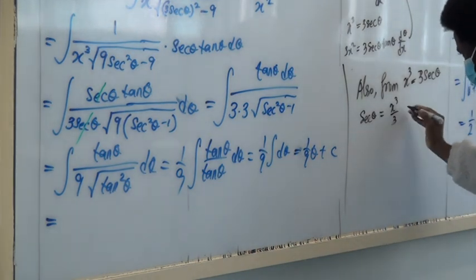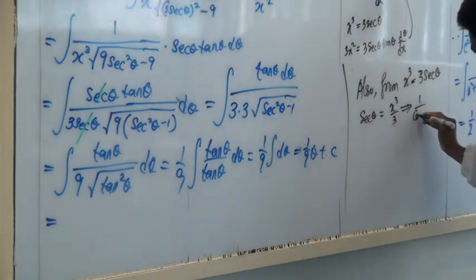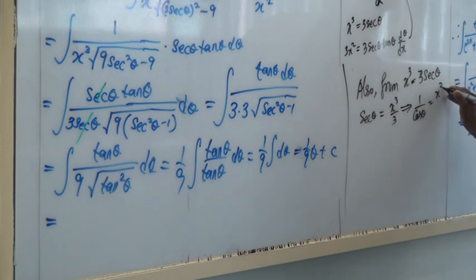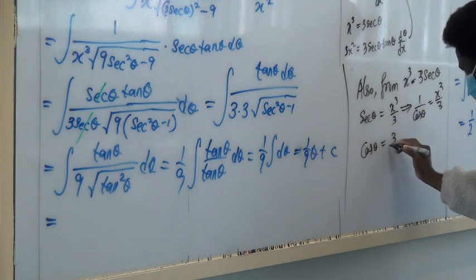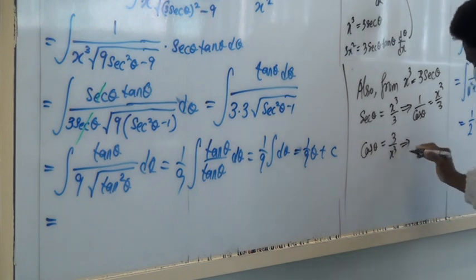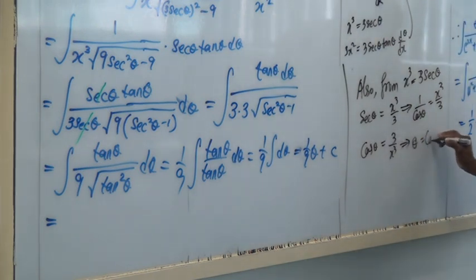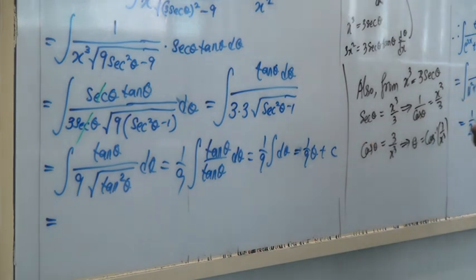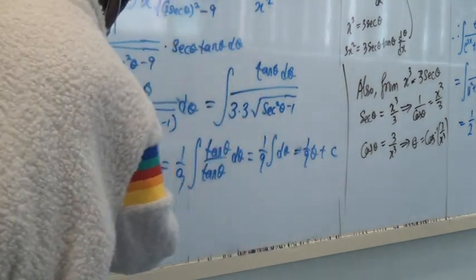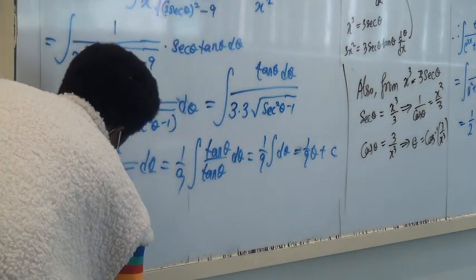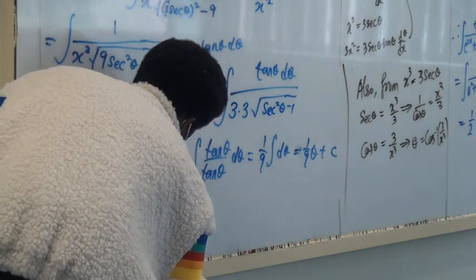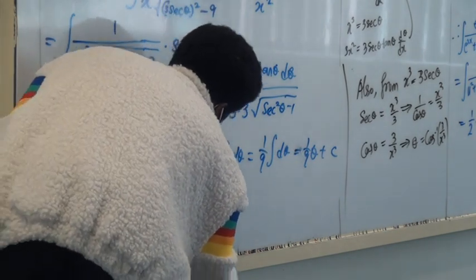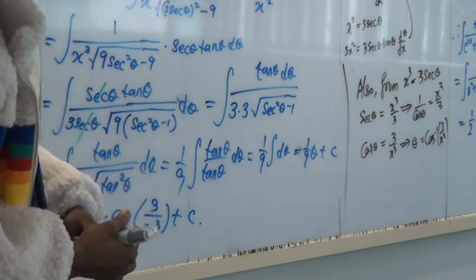In this case, remember sec is 1 over cos, so 1 over cos is x cubed over 3, which means cos itself will flip to 3 over x cubed, and consequently theta is equal to arc cos of 3 over x cubed. Then we put that here, and that becomes 1 over 9 arc cos of 3 over x cubed plus c. Very sweet question, isn't it?